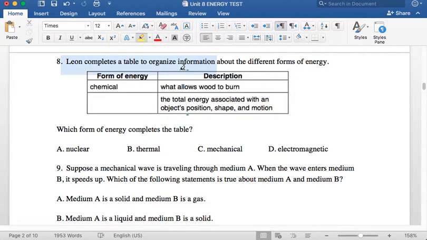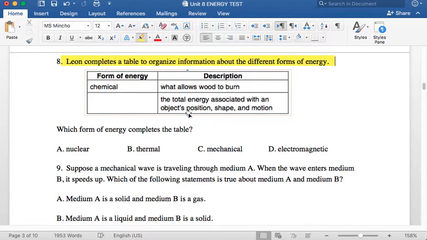Number 8. Leon completes a table to organize information about the different forms of energy. So here's the table, and you see the form of energy is chemical, and the description for chemical is what allows wood to burn. Okay, and then this one's blank. You're figuring out what form of energy is this description.